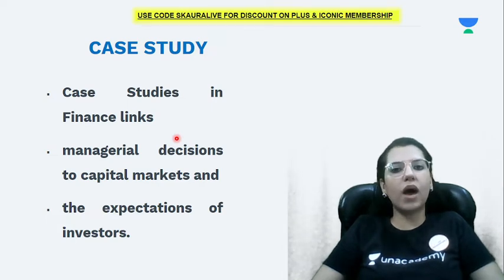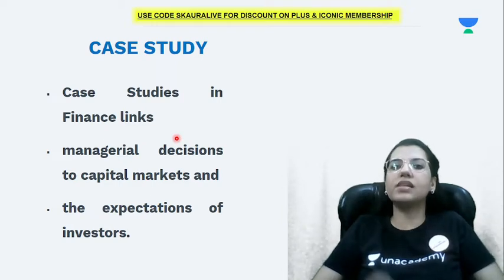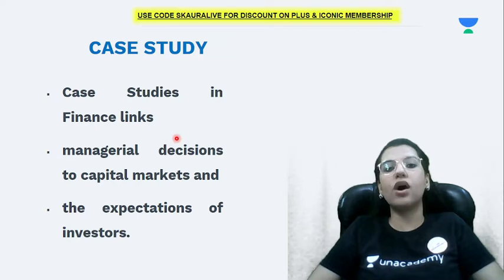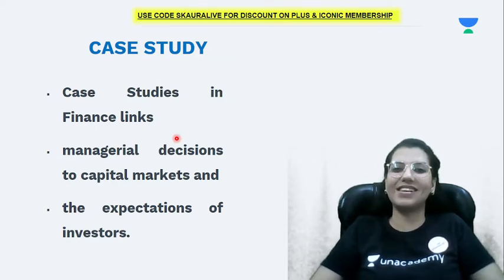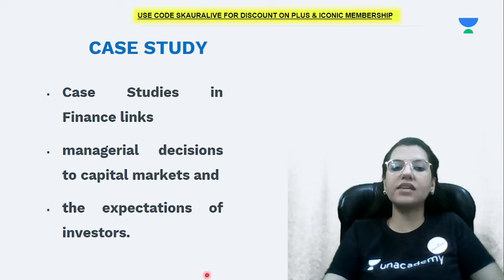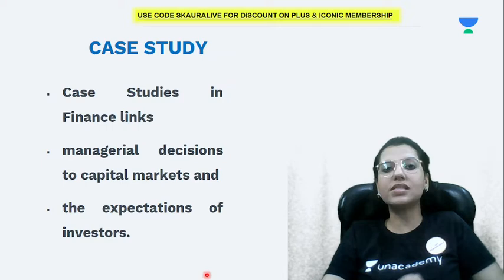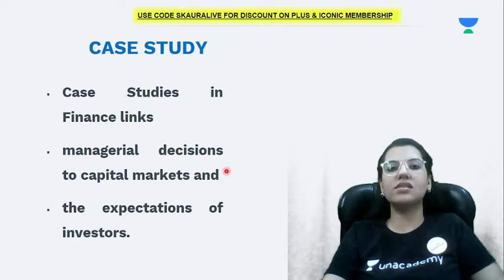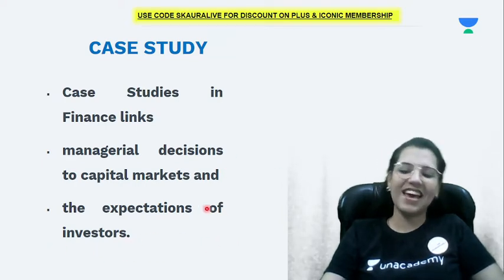So point number 1, your decision should be linked with the capital markets as well as the expectations of your investors. No, I did not say customers. Please note down the point, write this word in marketing, customers. The pricing was revolving around customers. But in finance, the pricing or the decision revolves around investors.